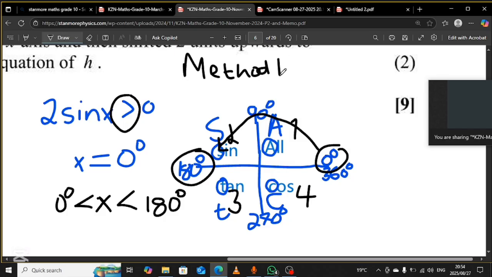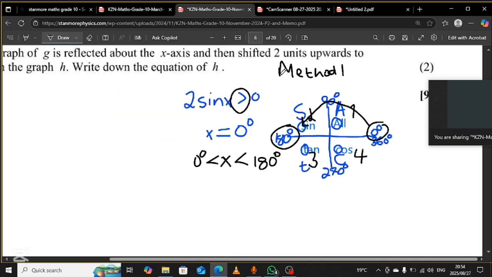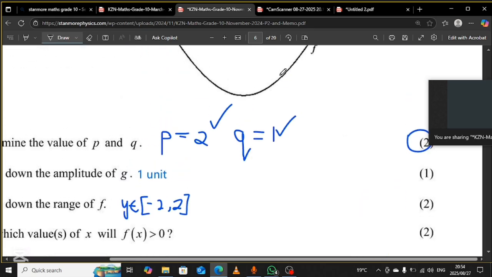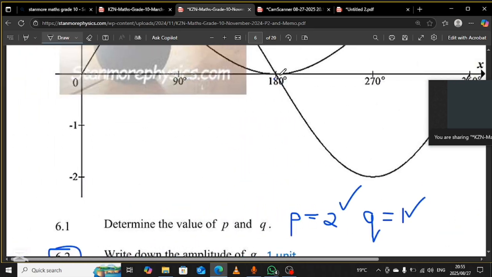So method number 2 will be using the graph. This method is called graphical interpretation. So we go back to our graph. We'll look where sine is positive.